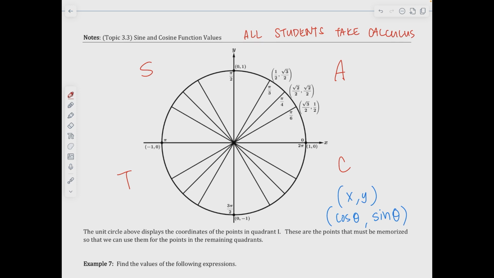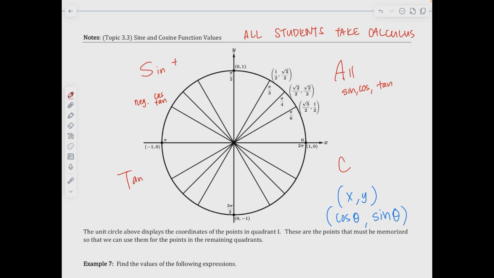So in quadrant number 1, A means that they are all positive. That means sine, cosine, and then eventually you'll learn tangent, are all positive. So if you're in quadrant number 1, none of your ordered pairs and answers should ever be negative. Okay? In quadrant number 2, students, that means that sine is going to be positive. So the negative values are going to be cosine and tangent in quadrant number 2.